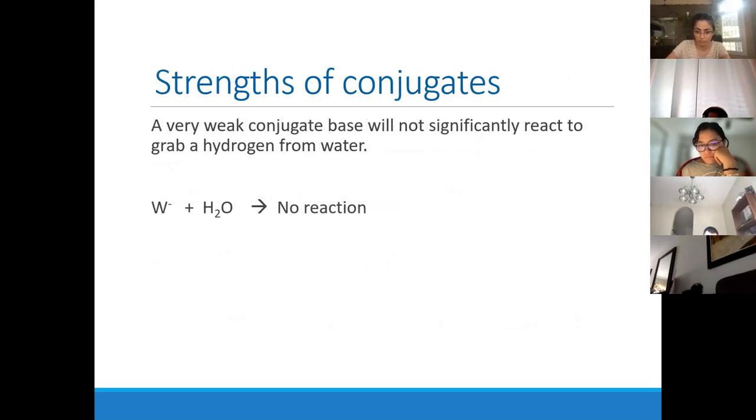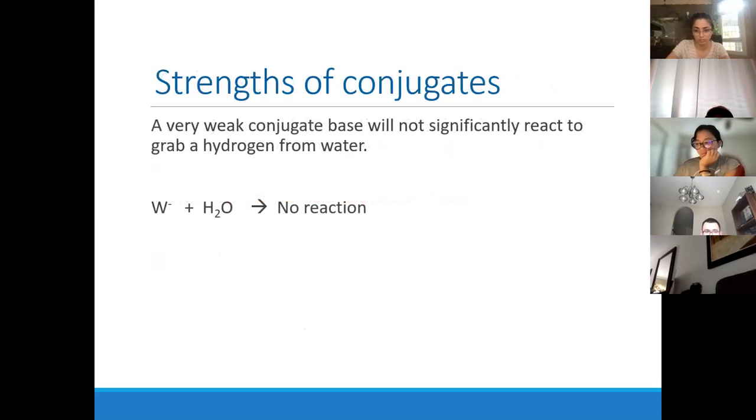Now let's consider if I've got a weak conjugate base. It's not going to grab the proton from water. I get no reaction. Do I have any OH minus generated? Leonardo, if I get no reaction, does my A minus generate any OH minus? No, it doesn't.